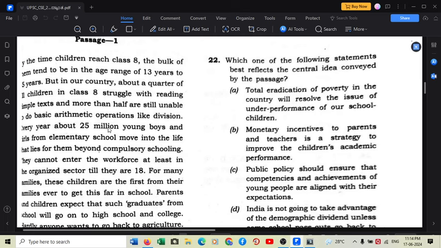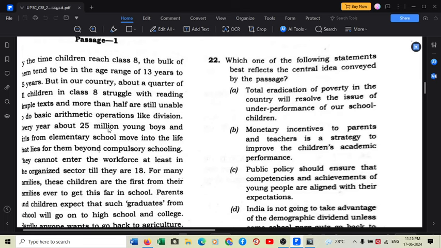By the time children reach class 8, the bulk of them tend to be in the age range of 13 years to 15 years. Okay, definitely correct, no rocket science in this. But in our country, about a quarter of all children in class 8 struggle with reading simple text, and more than half are still unable to do basic arithmetic operations like division. Not funny, but for some people it might sound very funny, but this is the reality of India. In class 8 also the children are struggling with basic foundational knowledge, right?